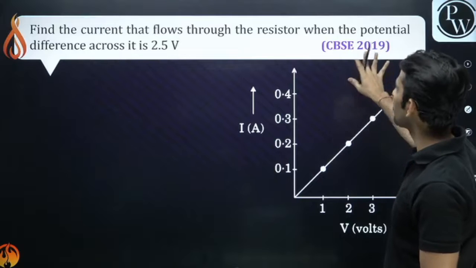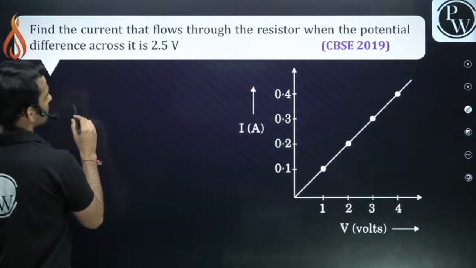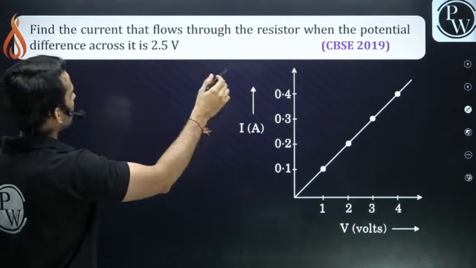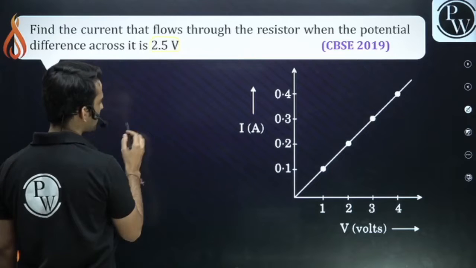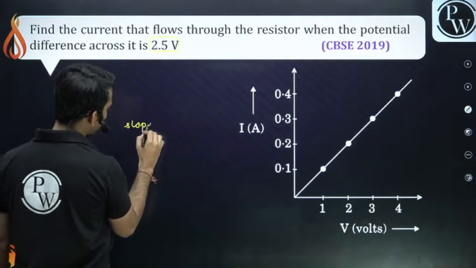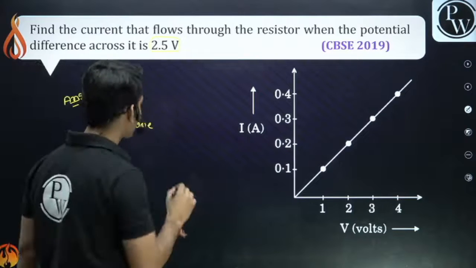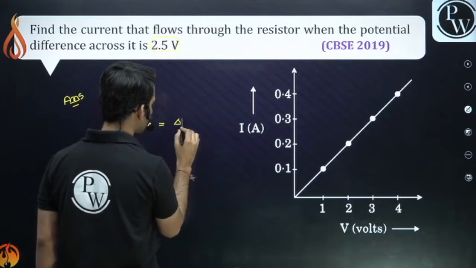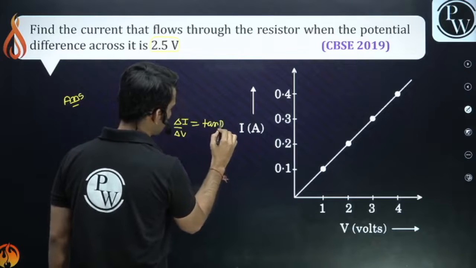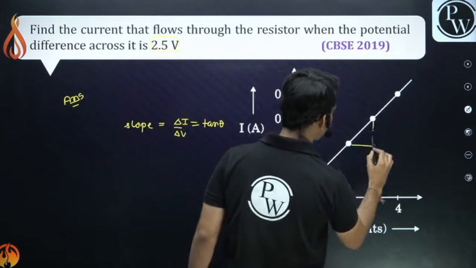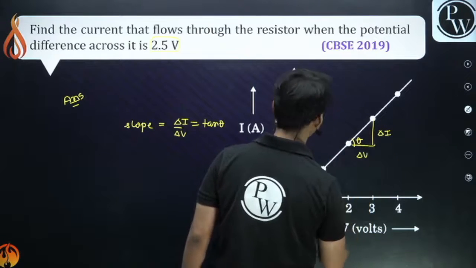Next, you have to find the current. You have an I versus V graph given. You have to find the current when the potential difference is 2.5 volt. So can I find the resistance? For that, what is the slope of this graph? I had told you the slope. It is delta I upon delta V, tan theta. If I take any triangle, this is theta, this is delta I, change in current upon change in voltage.